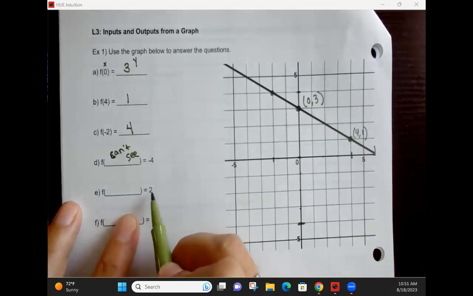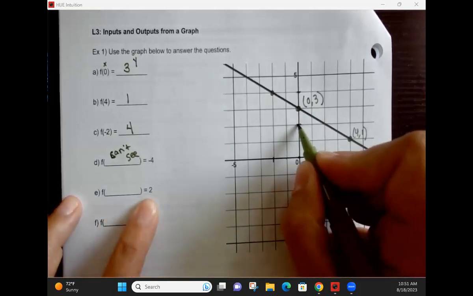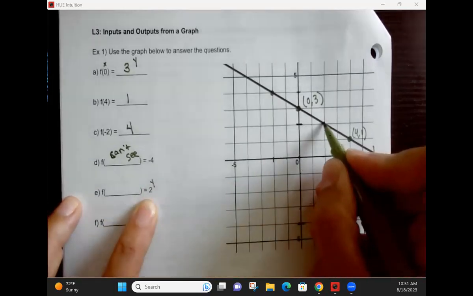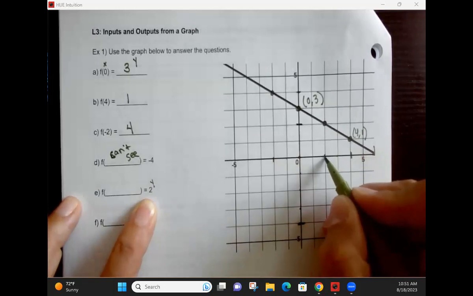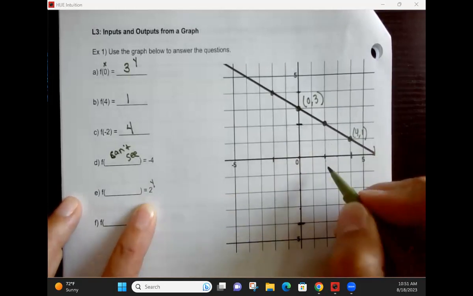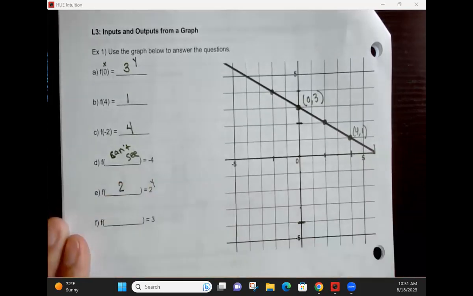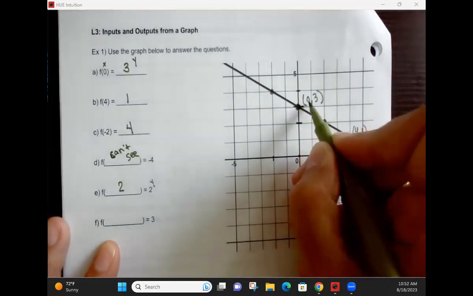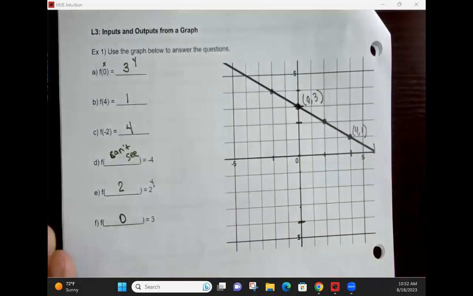For E, f of something equals 2. So I'm going to 2 on the y this time because I know the output, I know the y value, and I'll follow that to the graph and tell you the x. So when y is 2, x is 2. And then for F here, f of something equals 3. So when my y value is 3, here's that point, my x value is 0. Questions for me so far?